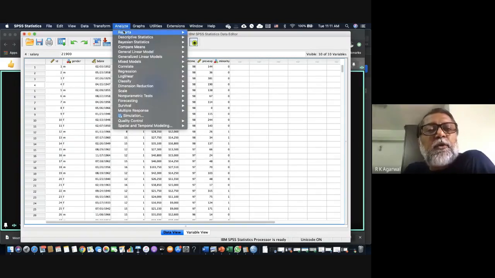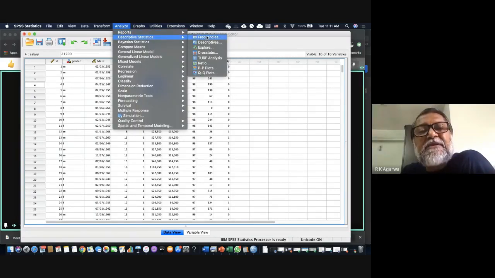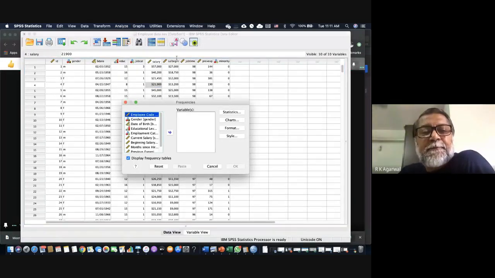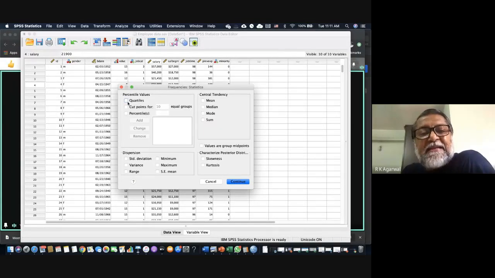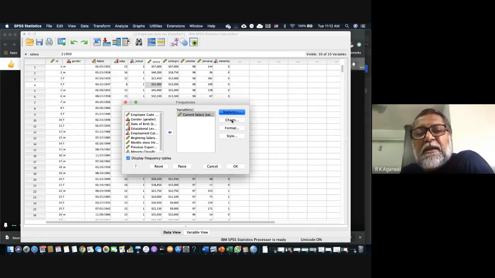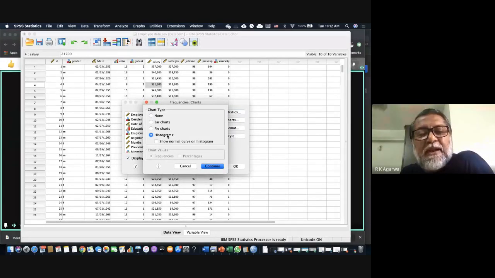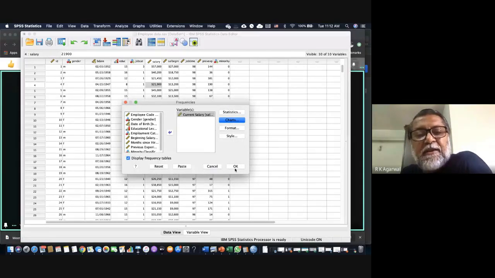So we go to Analyze, Descriptive Statistics, and we select Frequencies. Then we transfer the current salary column to the variables box, and we want statistics like quartiles, mean, deviation, etc. We can calculate mean, median, mode, total, standard deviation, minimum value, maximum value, variance, range, standard error of mean, skewness, kurtosis. You can also calculate a histogram. We will explain what a histogram is later on.